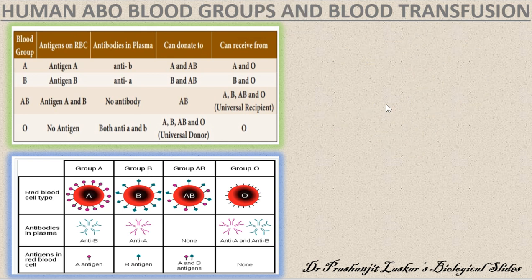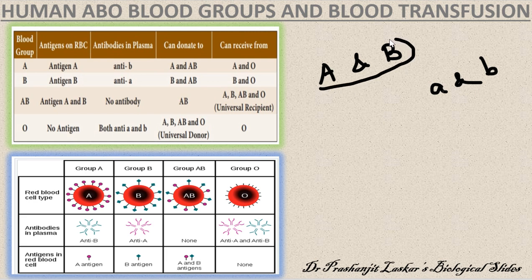Now, two types of antigens, A and B, and two types of antibodies, A and B, are found in human blood. So capital A and capital B are for antigens, and small a and small b are for antibodies. Two types of antigens, capital A and capital B, and two types of antibodies, small a and small b, are found in human blood.